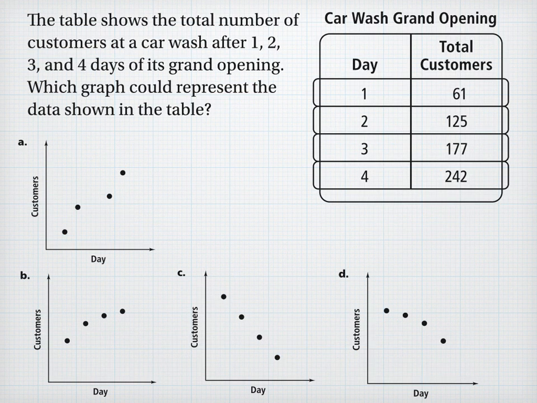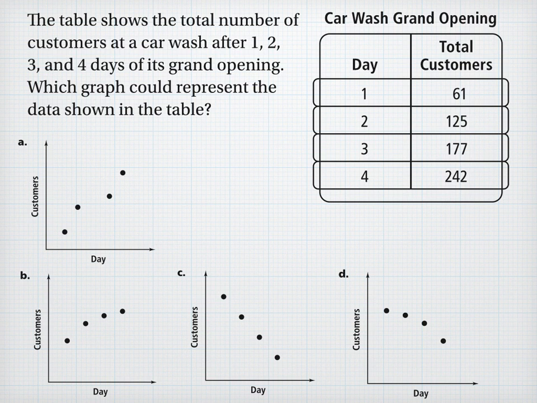The next example says the table shows the total number of customers at a car wash after 1, 2, 3, and 4 days of its grand opening. Which graph could represent the data shown in the table? So we have some points plotted in 4 different coordinate planes, and we need to match the table that they've provided with the graph that it could go with.